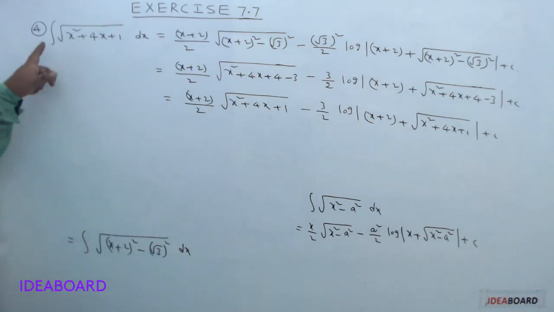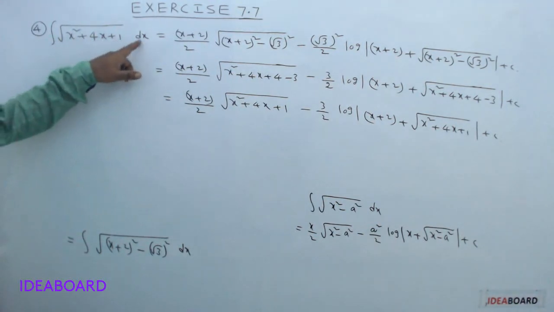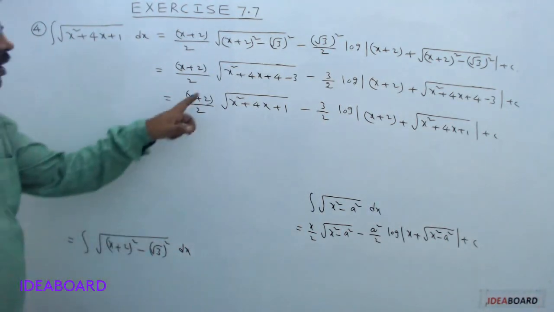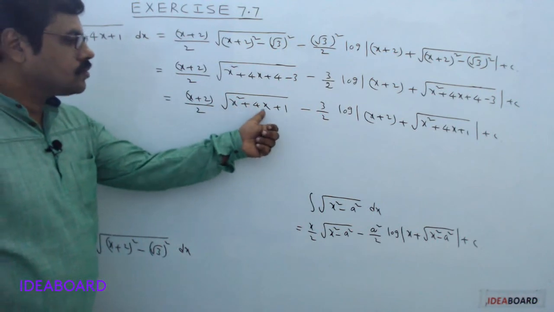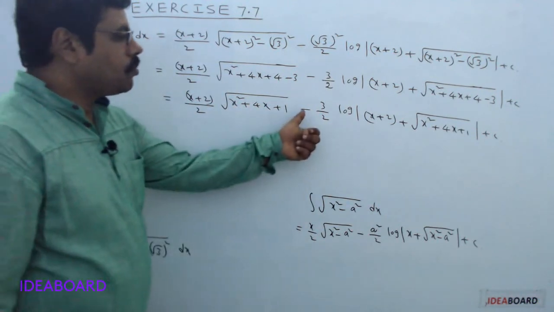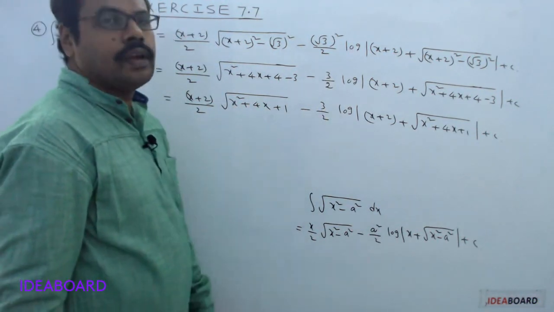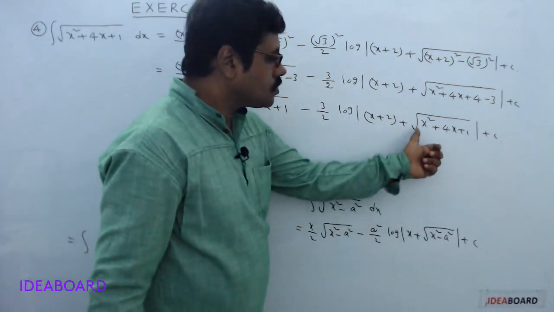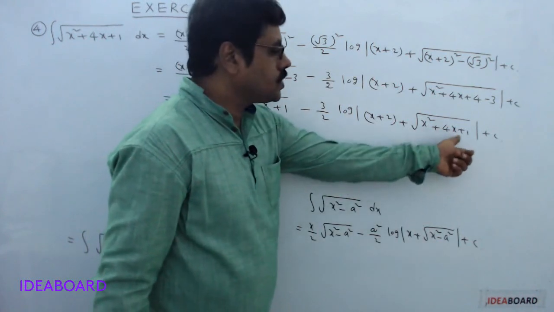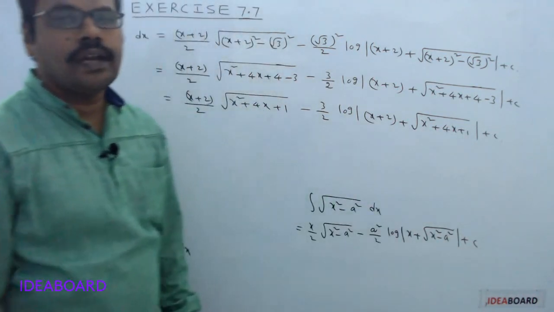So therefore integral square root of x square plus 4x plus 1 dx equal to x plus 2 divided by 2 into square root of x square plus 4x plus 1 minus 3 divided by 2 into log mod of x plus 2 plus square root of x square plus 4x plus 1 plus a constant c.